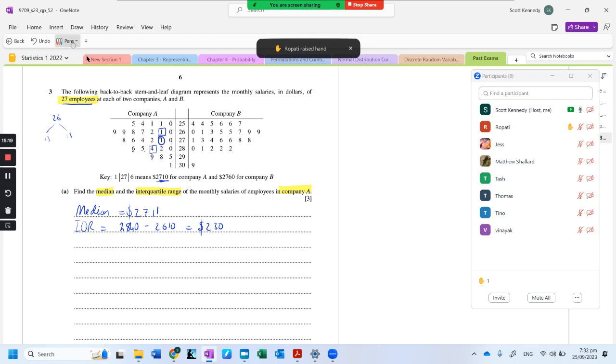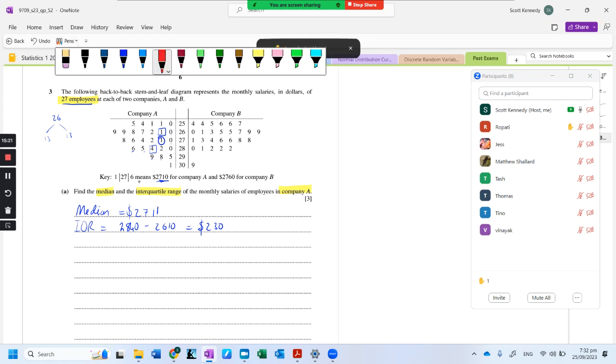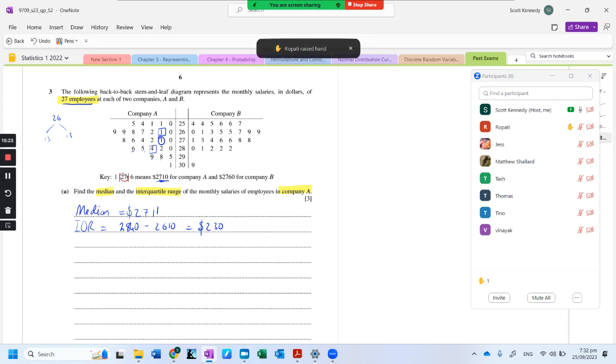So I was just using this key here. So 27. Oh, my apologies. I think I did stuff it up. I was right the first time. Looking at the key, 27.1 means 2,710. Okay, and then 27.6 means 2,760. So you're right to question me there. Well done.